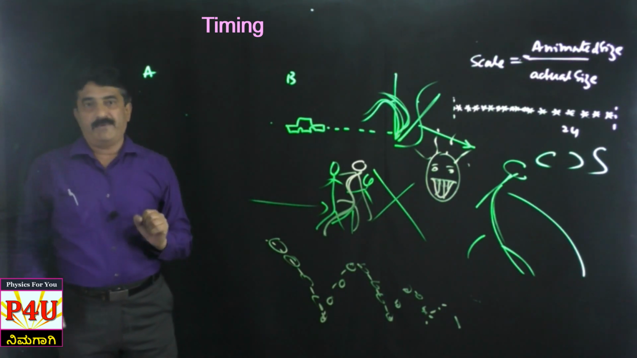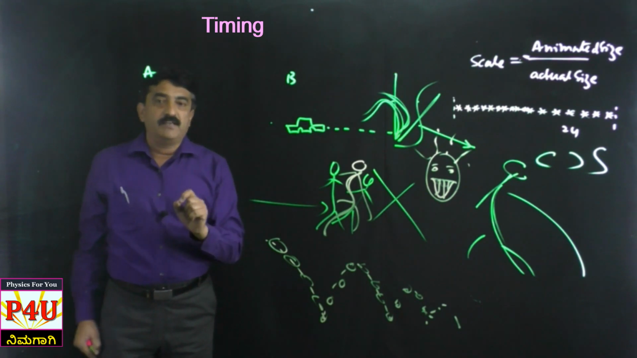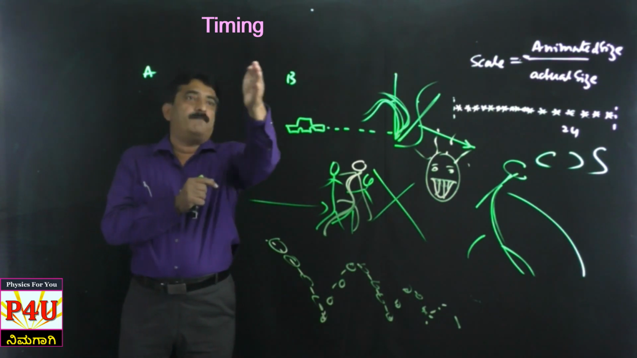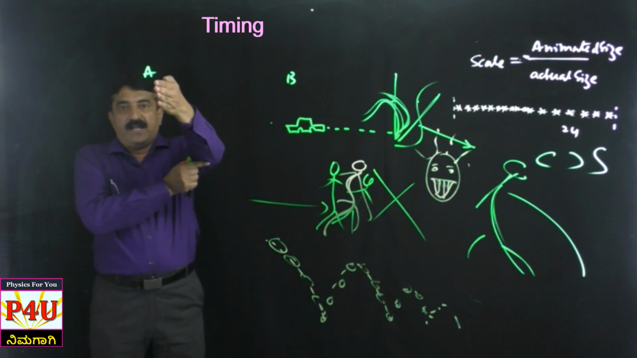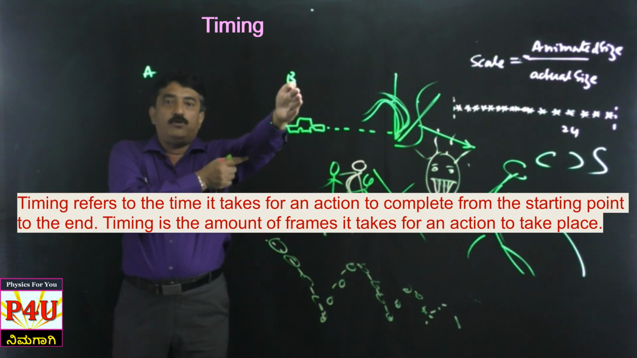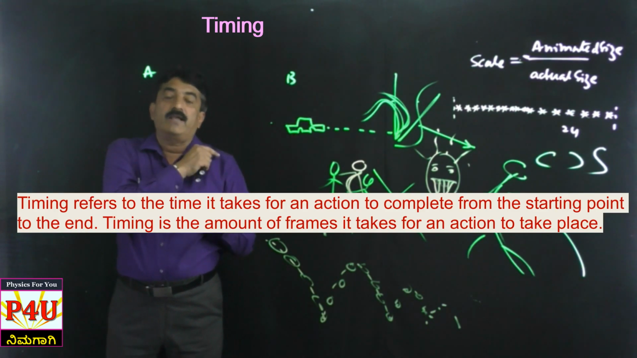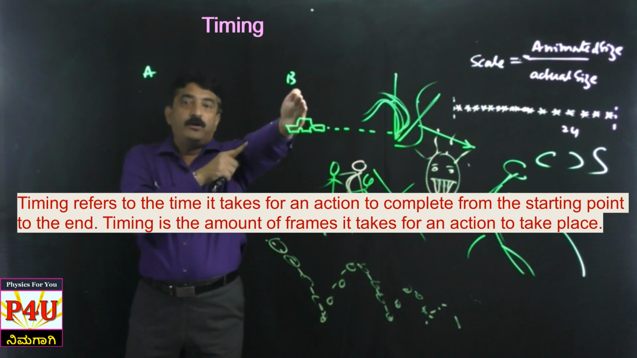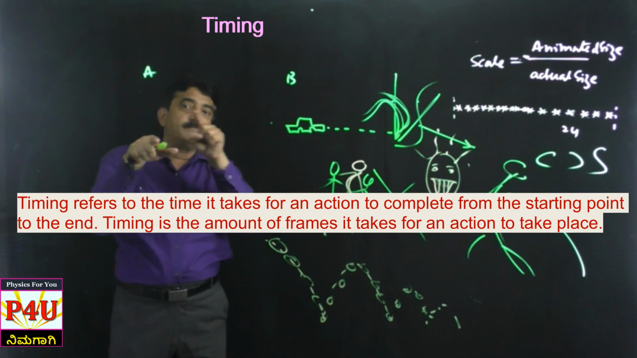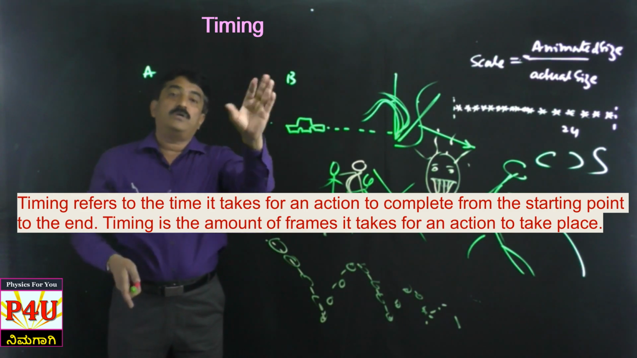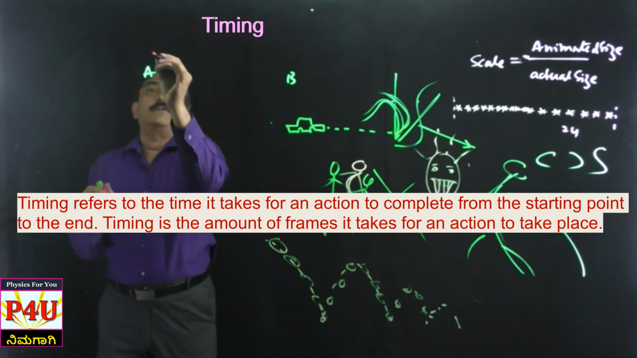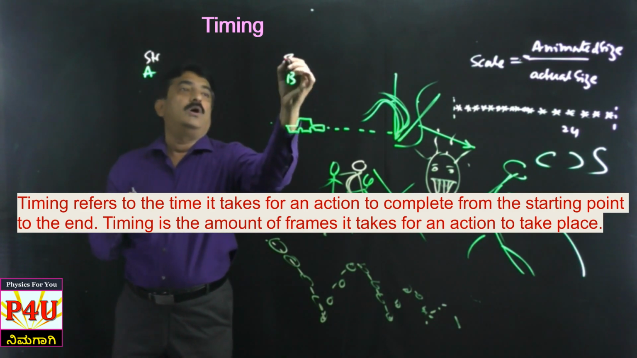Now what is timing? Timing is nothing but the total time taken for the action to go from the starting point to the end point. Here my hand is going from A to B. What time does it take to go from A to B? That is nothing but timing. Also, to go from A to B for smooth movement for an observer, how many frames do I have to put? That is also timing. Timing tells you how many frames are accommodated from the starting point to the end point of that action.